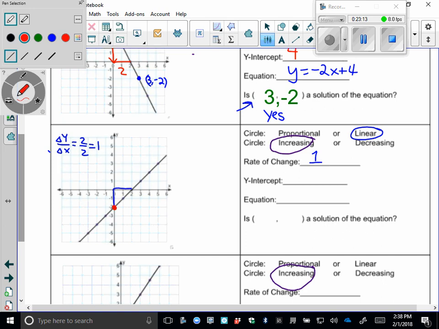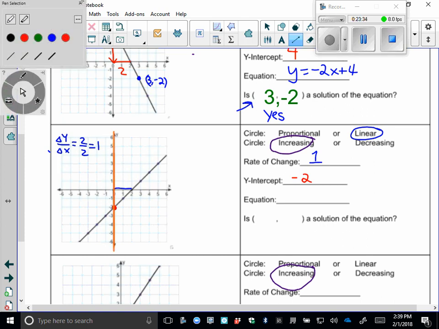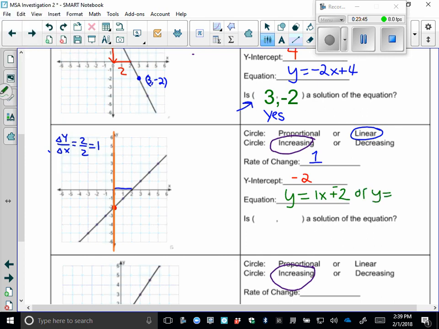-2. So -2. How do you know that? Because it's below 0. No, it has to cross the y-axis. Oh, okay. Oh, cross the line. The y-axis. It has to cross the vertical axis. So the equation would be y equals 1x minus 2, or plus -2. So you can write it like that.